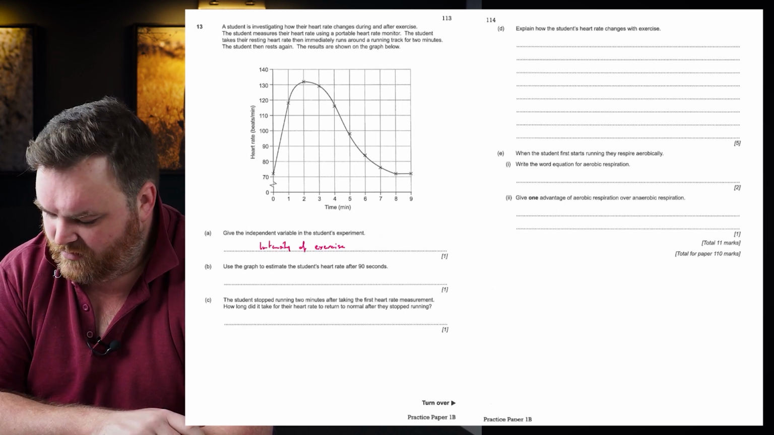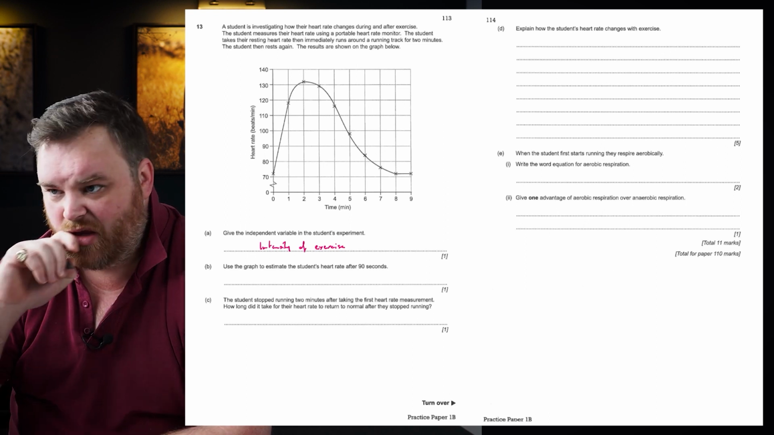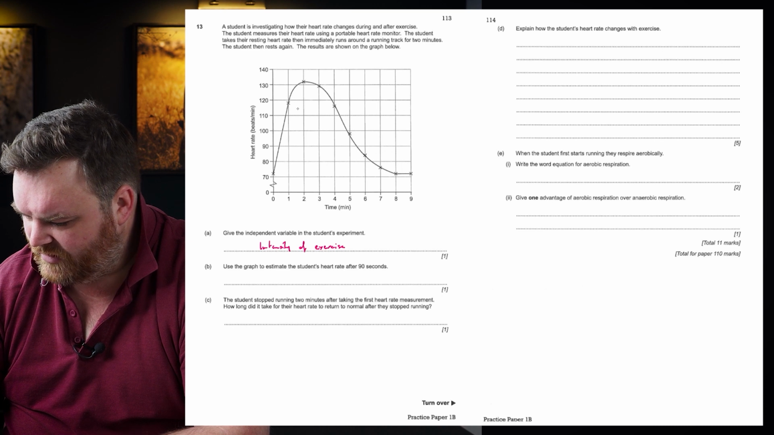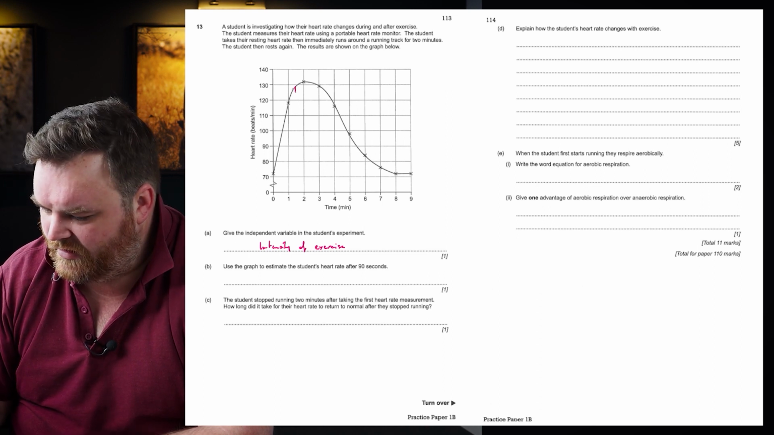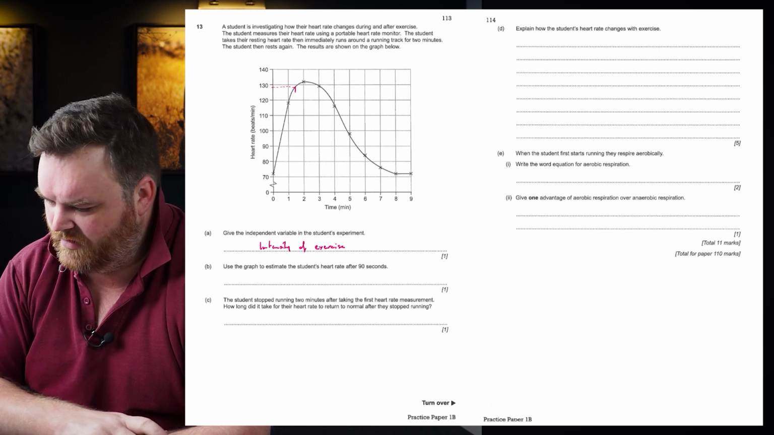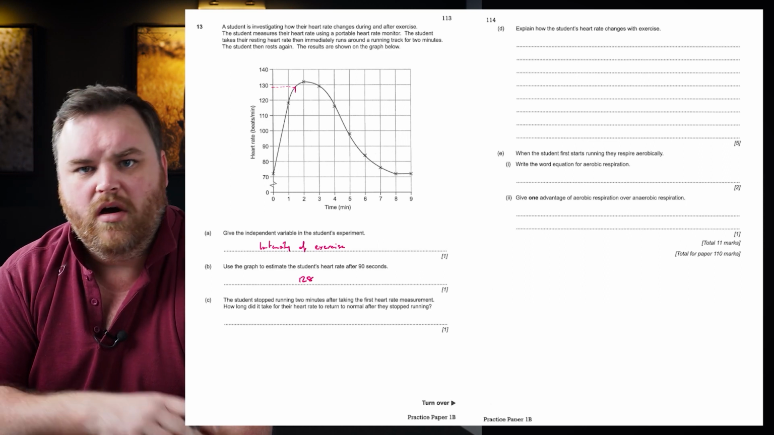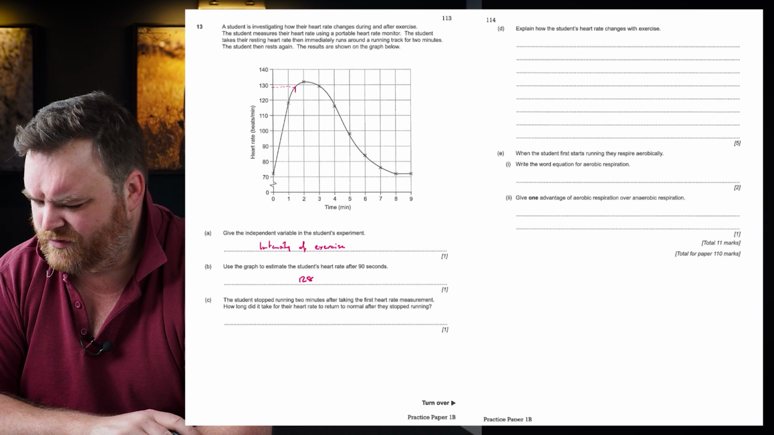Okay, using the graph to estimate the student's heart rate after 90 seconds, so we're just reading off the graph here. Again, in an exam we'd do this slightly more carefully, I suppose, but 90 seconds is halfway between 1 and 2 minutes, so we want halfway between these two. If you want to get really good, we'd be measuring that, and then we're reading horizontally off the graph to here. That's 128 or so, isn't it? There'll be a margin for error in the mark scheme there, particularly as this graph doesn't have any small divisions on it.